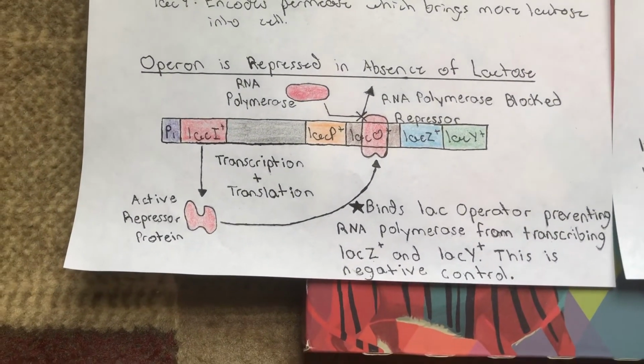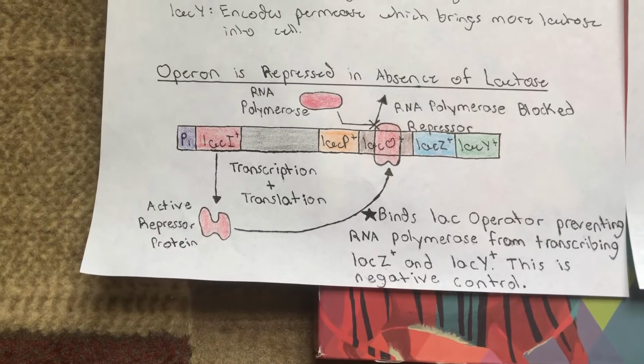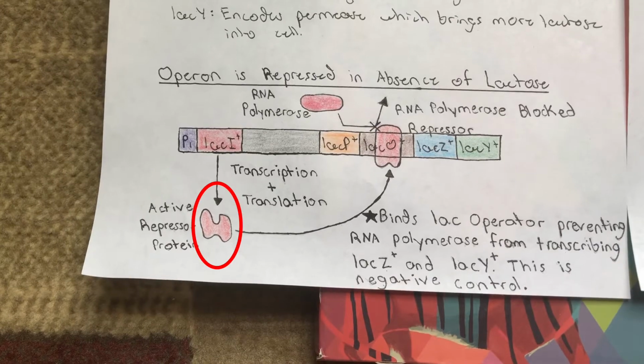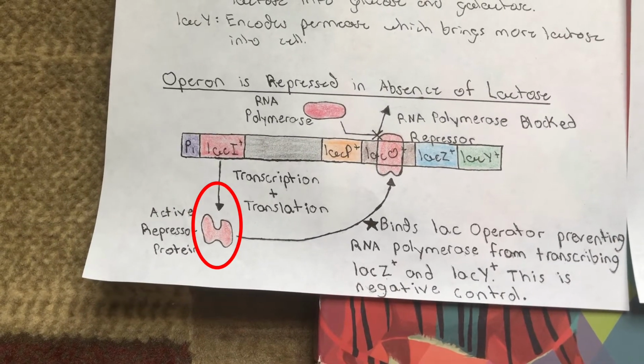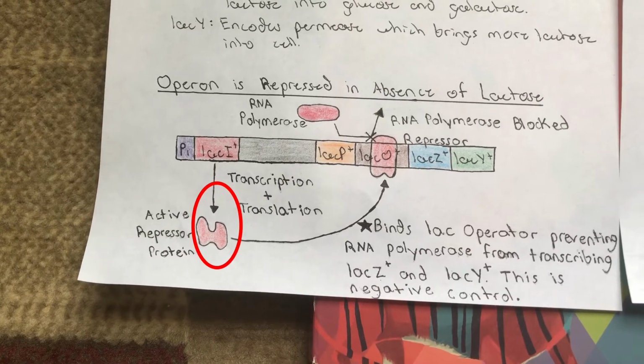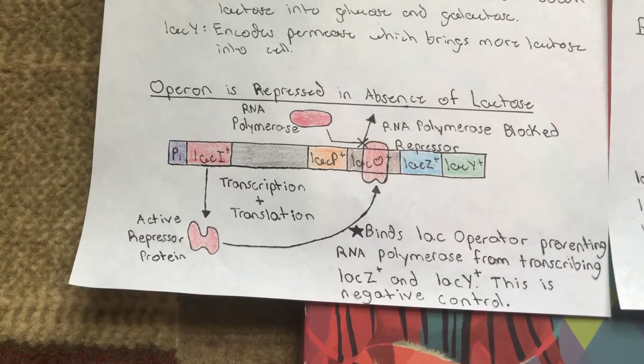In the absence of lactose, the lac operon is repressed. This can be seen in the diagram as the repressor protein is transcribed and translated from lac I. This repressor protein has, for simplicity's sake, 2 binding regions, one region that binds the lac operator and one region that binds allolactose, a derivative of lactose that turns off the repressor.